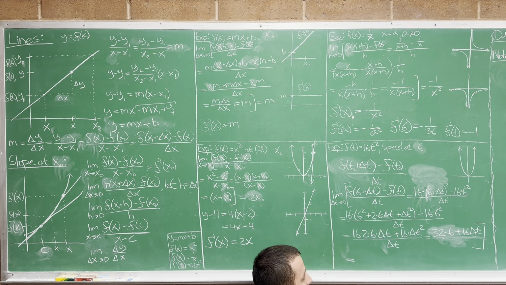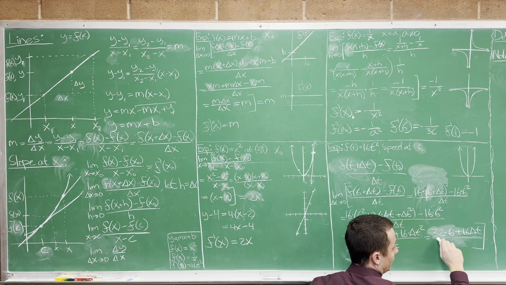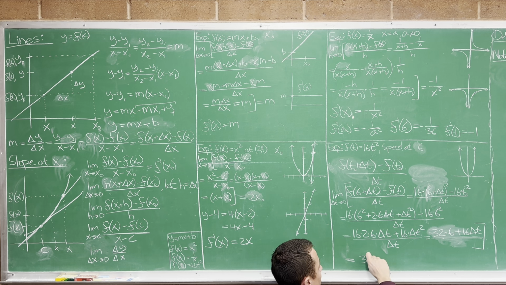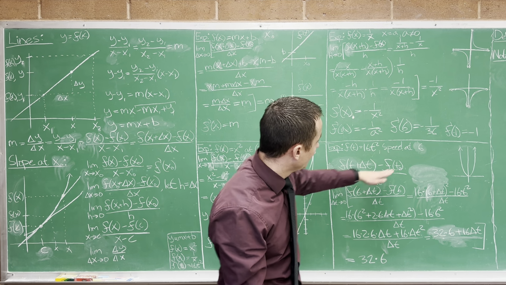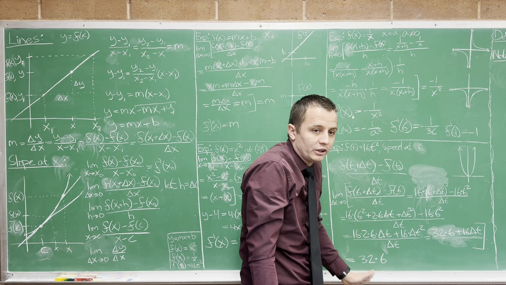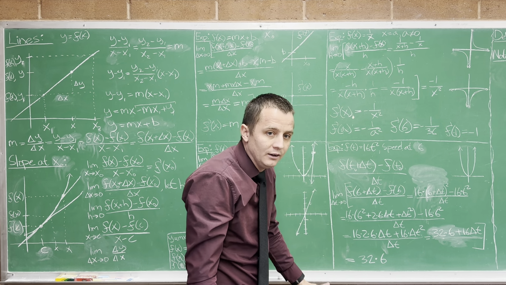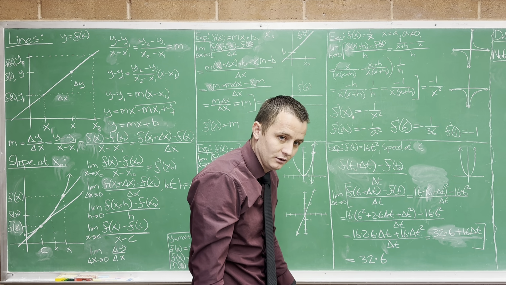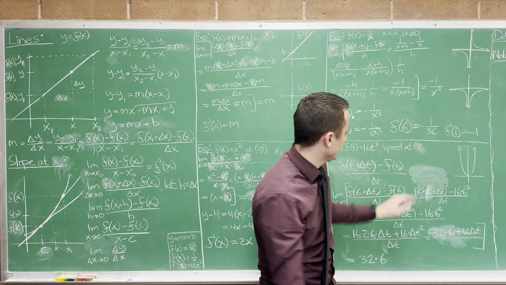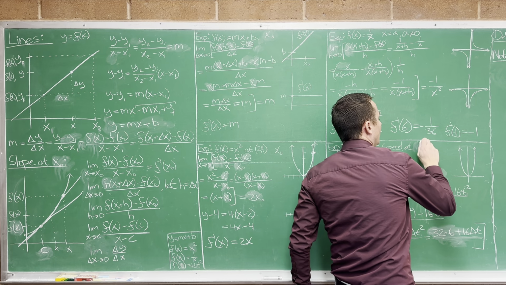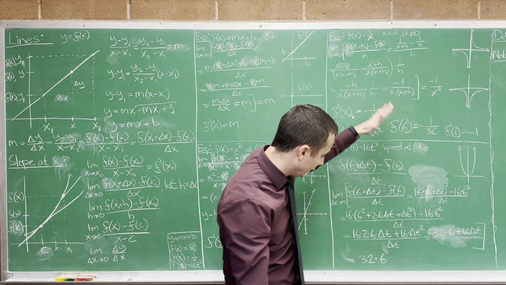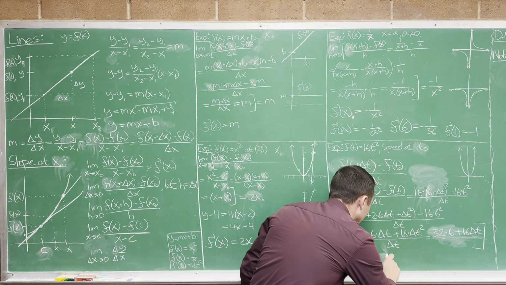And now we can take its limit. And what's the limit as delta t goes to 0? 0. This goes to 0, so it's just 32 times 6. Yep. Now that's when we plug 6 into this function. So 32 times 6, whatever that is, is how fast it's falling after 6 seconds. But there's nothing special about that 6. We could have plugged in any time t naught that we wanted. And just replace all your 6's with t naughts, and it comes out t naught here.